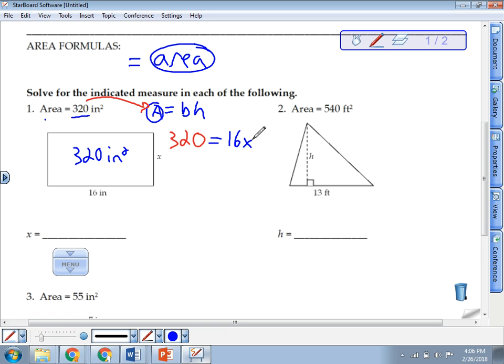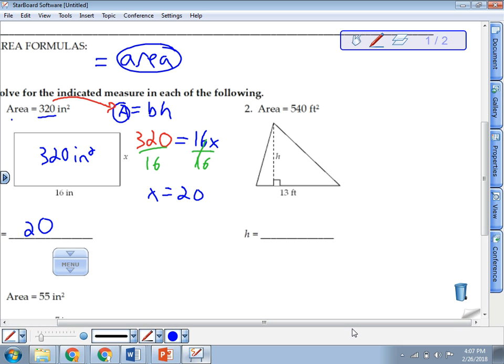I've got an unknown now, it just becomes a simple algebra problem. We're going to divide each side by 16. That cancels out. Divide each side by 16. So x is going to equal 20. All right, the 0 cancels out. So x equals 20. All right, now let's try one with a triangle.